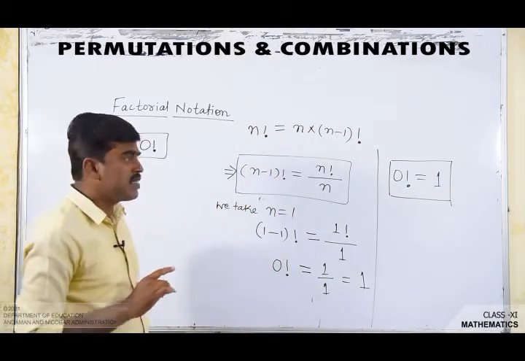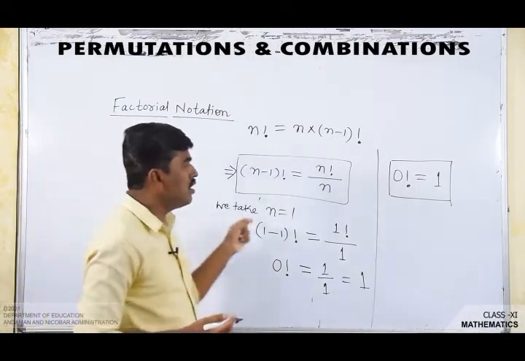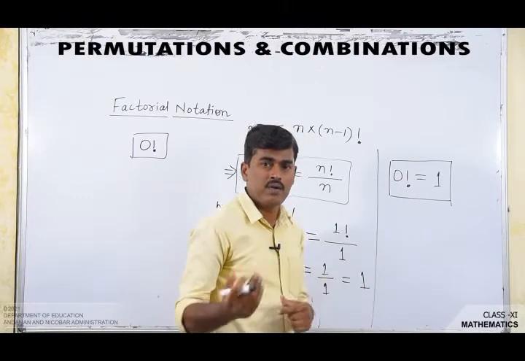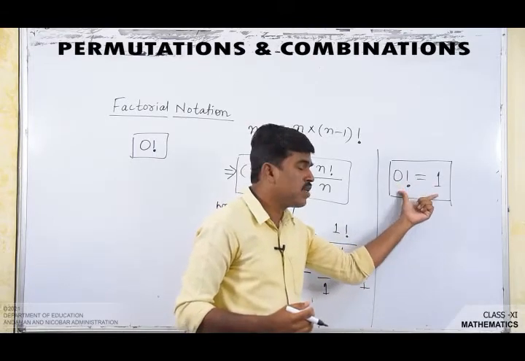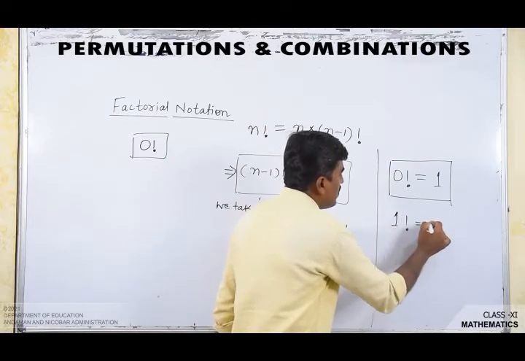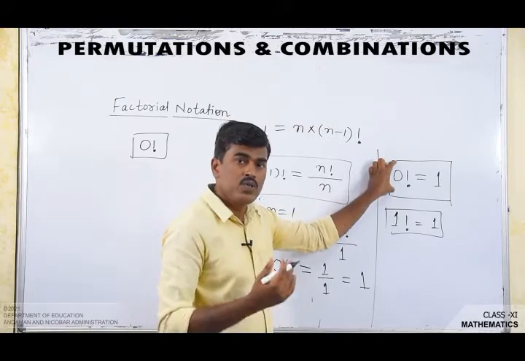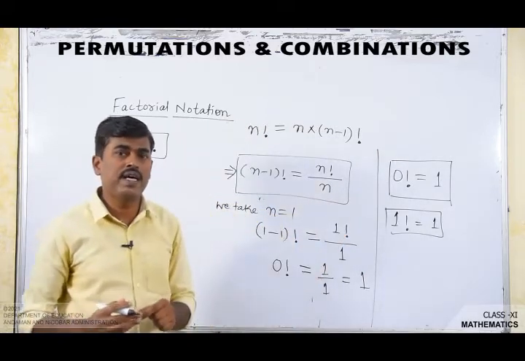It is a very important result. Actually this factorial is defined for natural numbers, but we need the value of 0 factorial during calculations. So the value of 0 factorial is equal to 1, and the value of 1 factorial is also equal to 1. So you have to remember this result. So here 0 factorial is defined as 1.